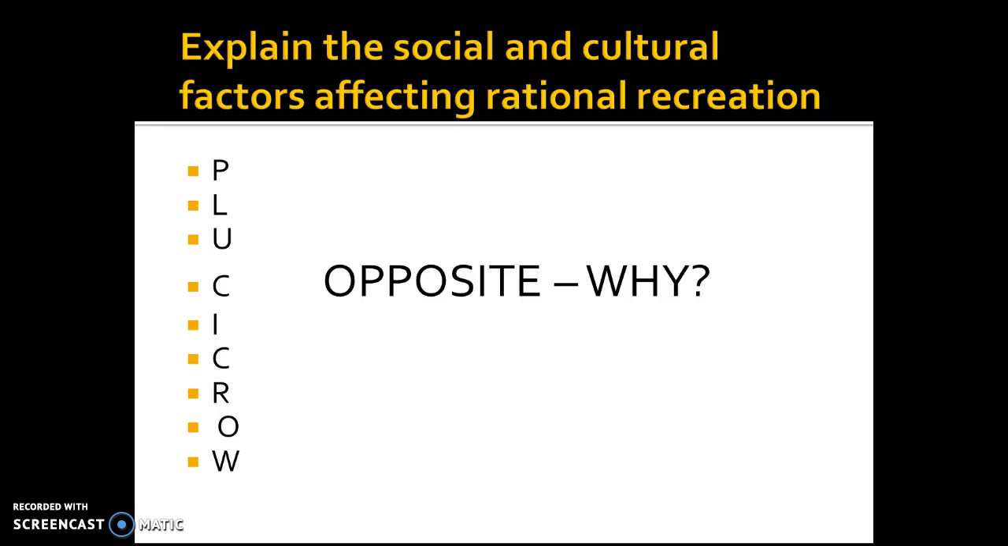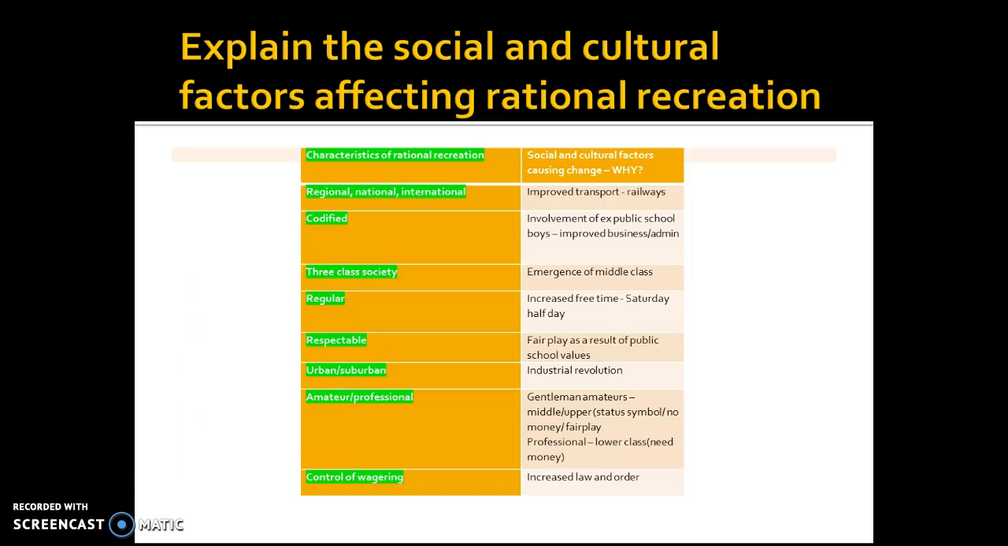You know, now it's the opposite. What you have to prove is Y. Okay, so we've kind of already done this because you've done the comparison. So I've just put this in as one that you can have a look at. I mean, this is a question, is it worth it? I don't know, because you should have done this before when you did the comparison of social and cultural factors impacting popular recreation and rational recreation.